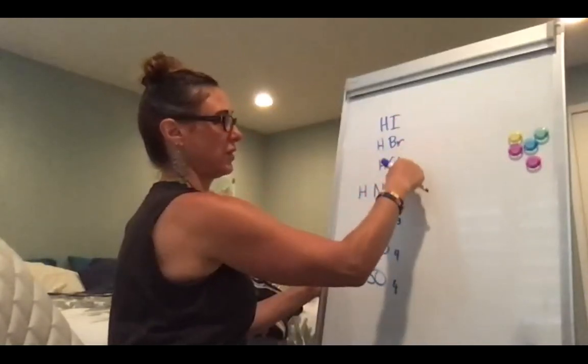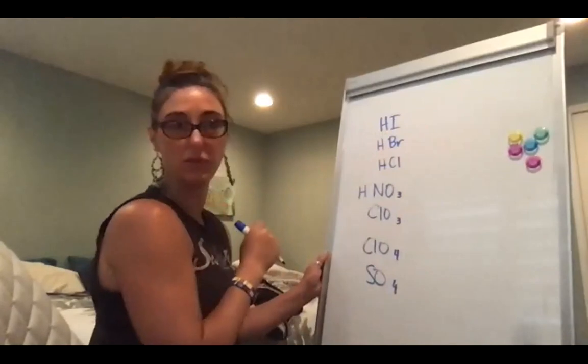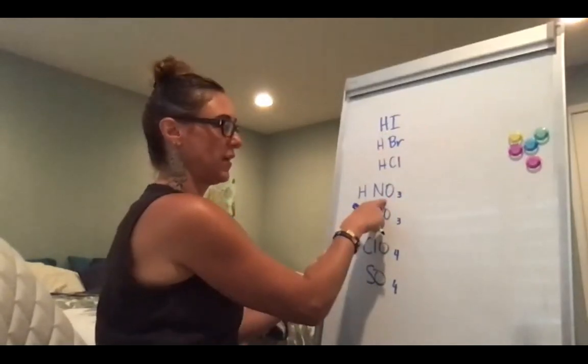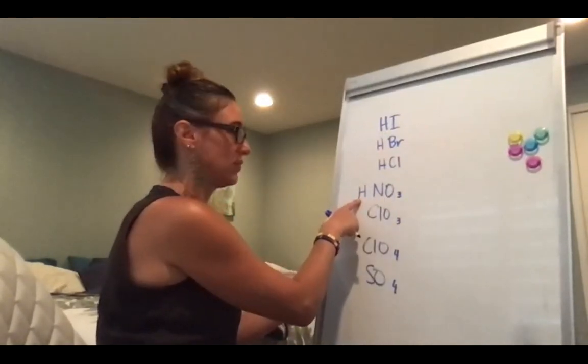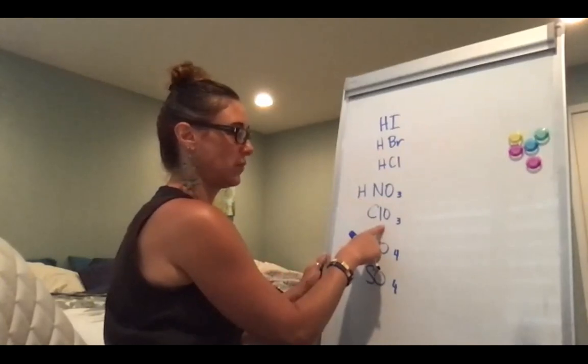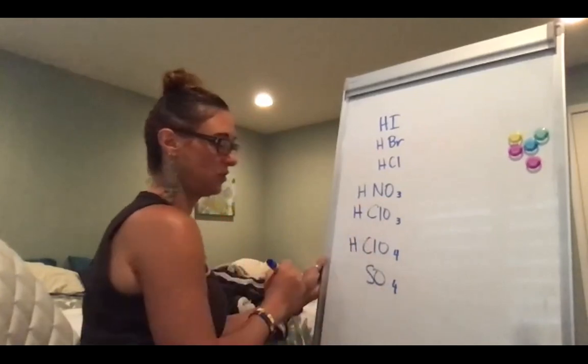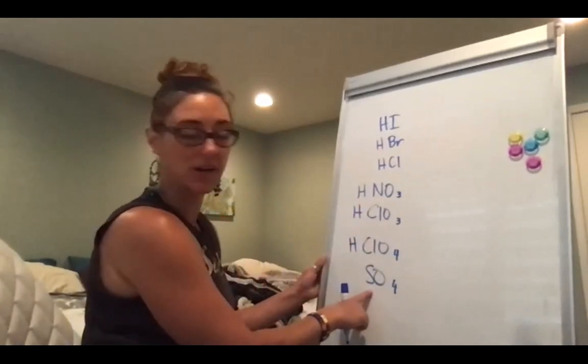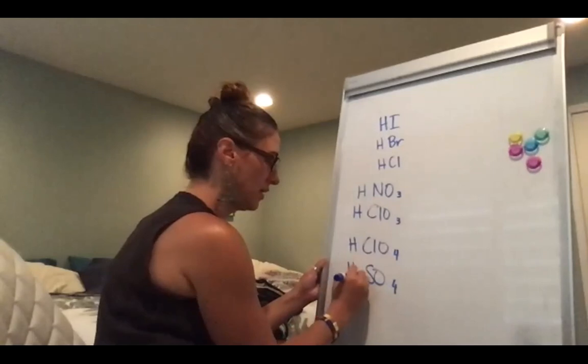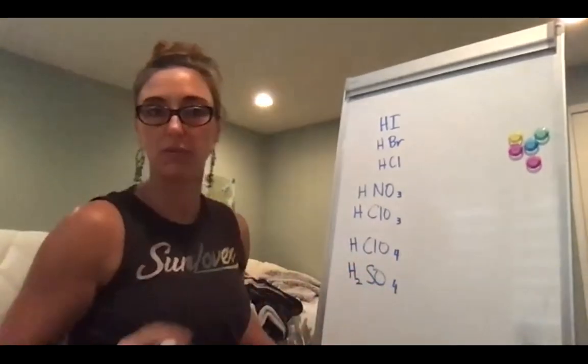These are all -1 charges, so 1 hydrogen with a +1 charge will neutralize it. This is a -1 charge, so 1 hydrogen with a +1 charge. This is -1 charge, so 1 hydrogen to neutralize it. And then SO4 has a -2 charge, so I'm going to need to make it H2SO4 to make it neutral.